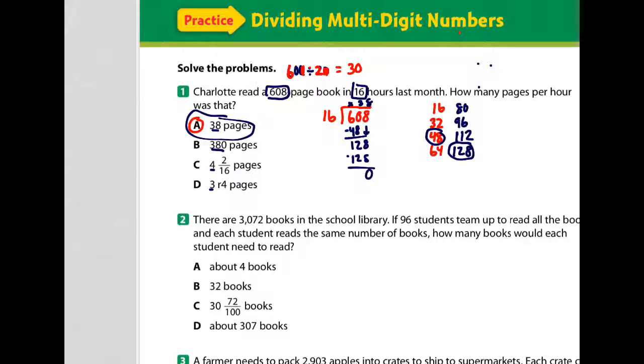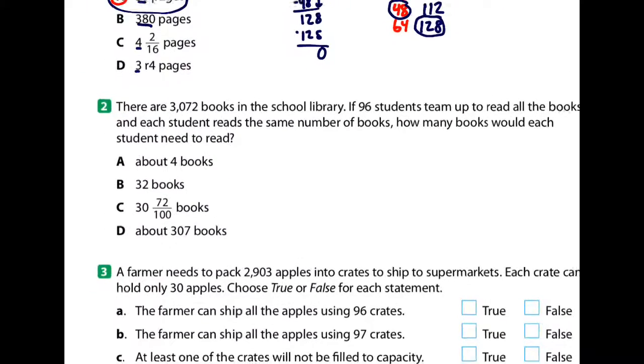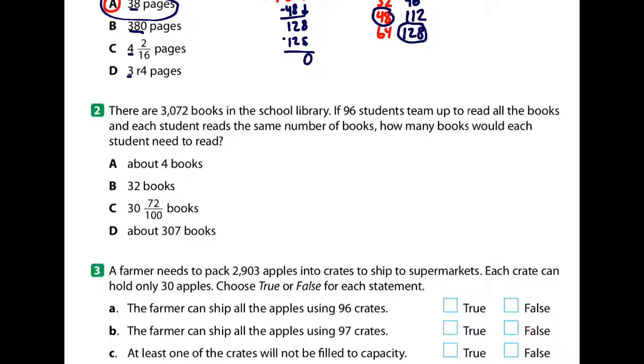Now, number 2 says, there are 3,072 books in the school library. If 96 students team up to read all the books and each student reads the same number of books, how many books would each student need to read? So, basically, these 3,072 books are being split up by these 96 students, and each student reads the same amount. So that's how you know it's going to be division.